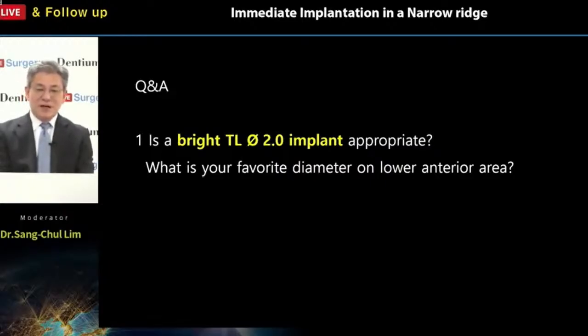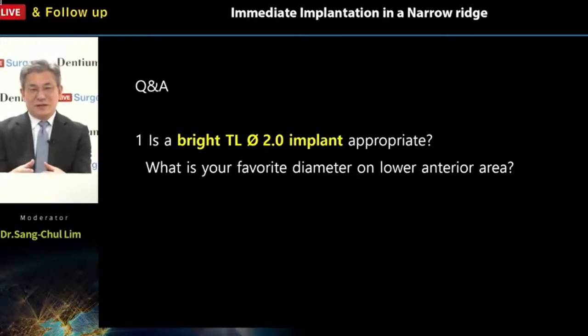So what is your favorite diameter in the lower anterior area? Actually, for the lower anterior area, do not exceed 2.5. Previously, until now, if you wanted a smaller diameter, 2.0, 2.5 implant fixtures, there was a very limited selection of implant fixtures. So a one-piece implant or another tricky shape of implant was available.